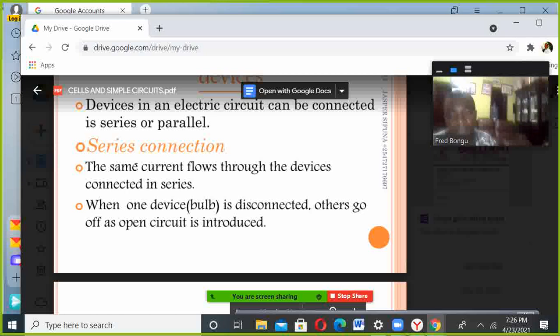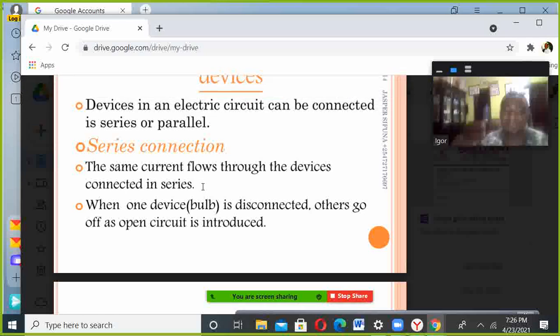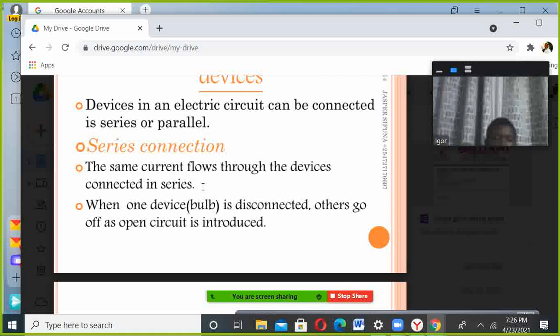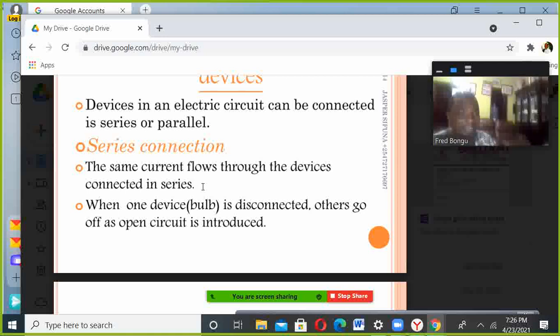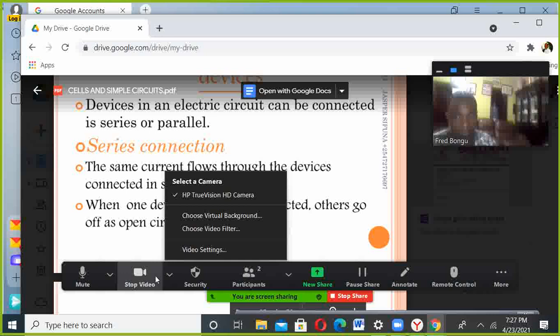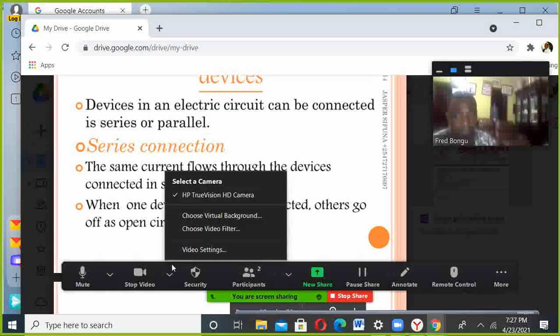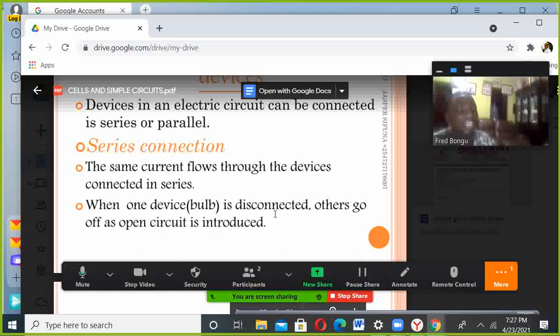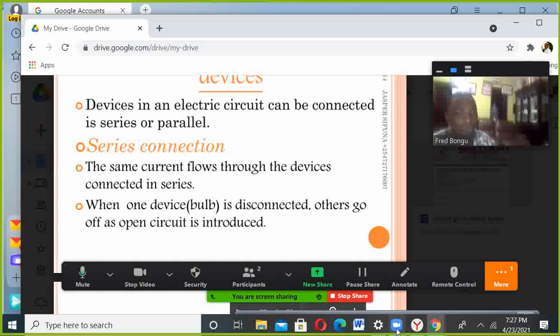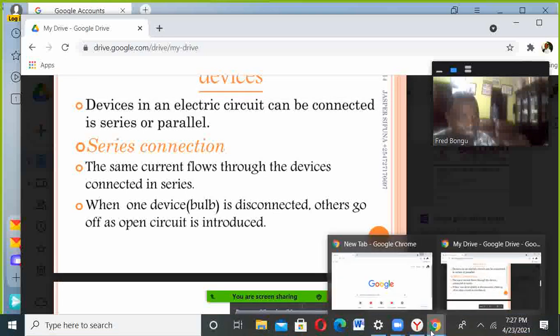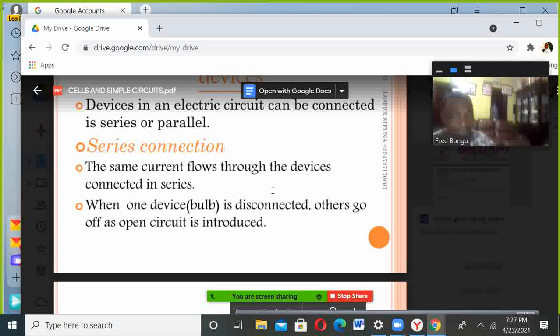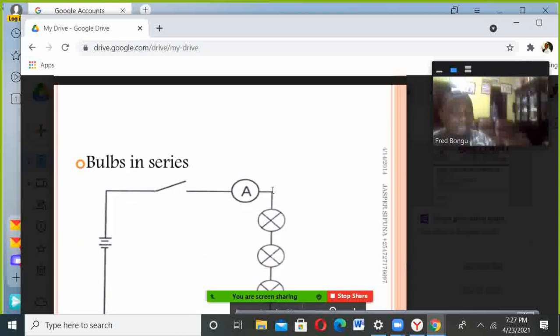Now, in a series connection, the same current flows through the devices connected in a series because they are following each other, meaning the same current is going to flow in each. But when one bulb is disconnected, others go off. That is the disadvantage of this kind of connection. So it is not preferred in most real-life connections because when one goes off, it affects all others.